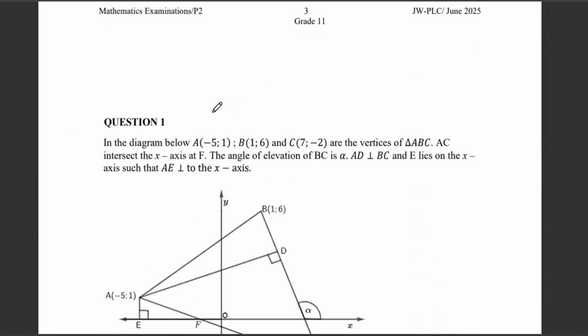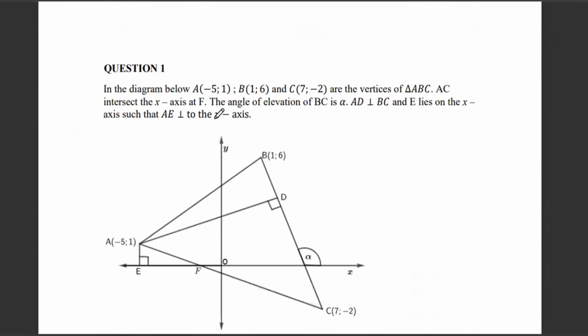So question number 1. They're telling us that in the diagram below, A is (-5; 1), B is (1; 6), C is (7; -2). These are vertices of triangle ABC. Then AC intersects the x-axis at F. The angle of elevation of BC is alpha. AD is perpendicular to BC, and E lies on the x-axis such that AE is perpendicular to the x-axis.